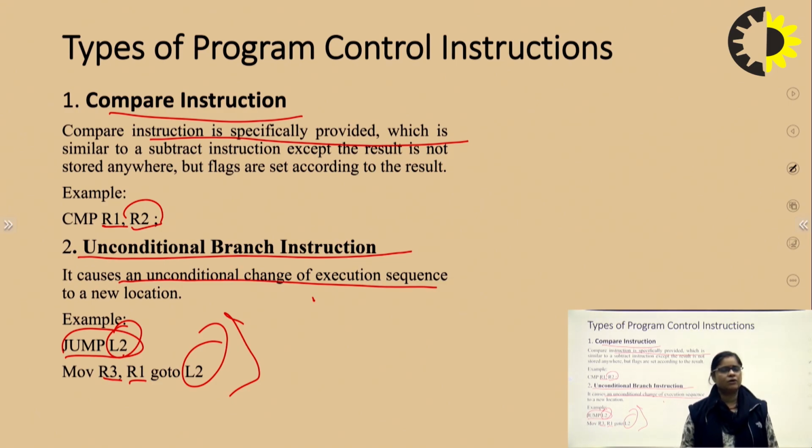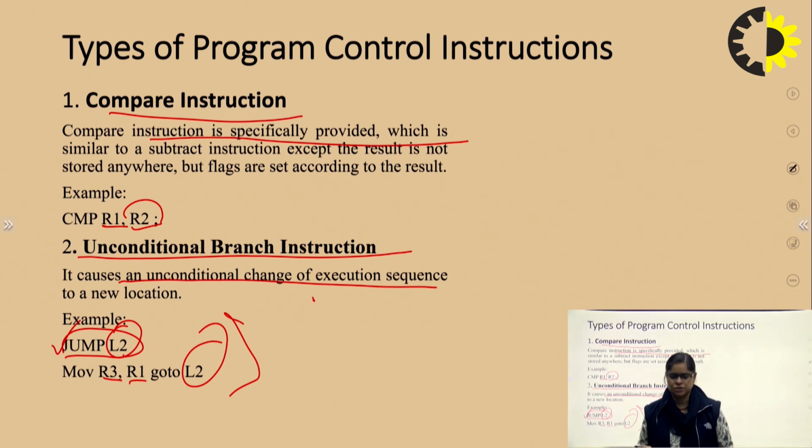Again, I am repeating, what do you mean by the unconditional branch instruction? It means that for the unconditional change of the execution sequence to a new location, we are using the unconditional branch instruction, and mainly here we are performing the jump. If I simply write jump to A or jump to B, it means that we have to shift our data to A or B. That is the meaning of the jump condition, right?